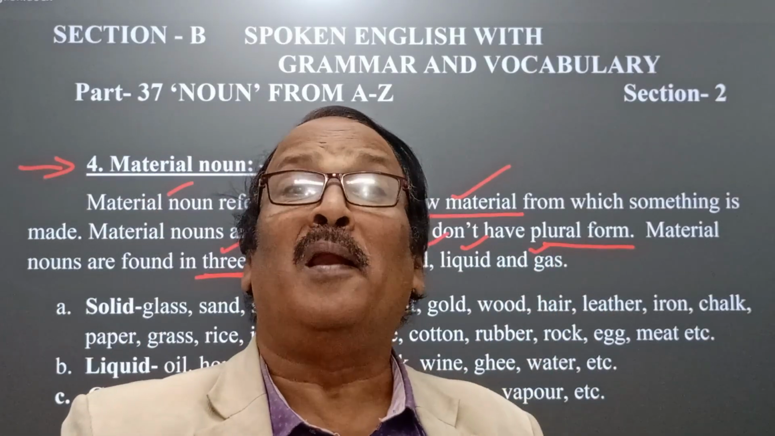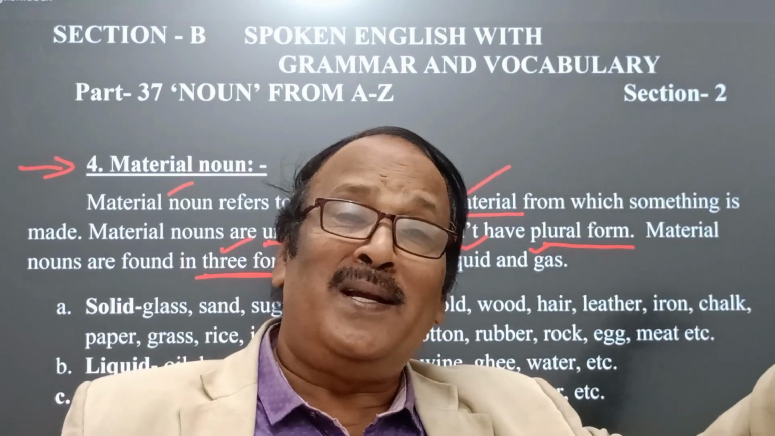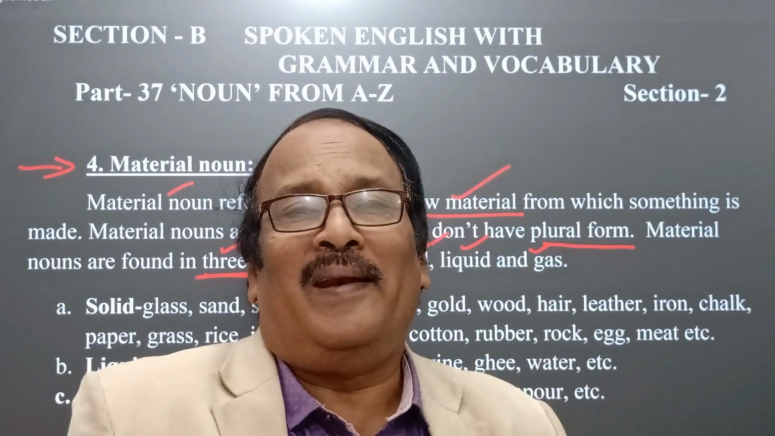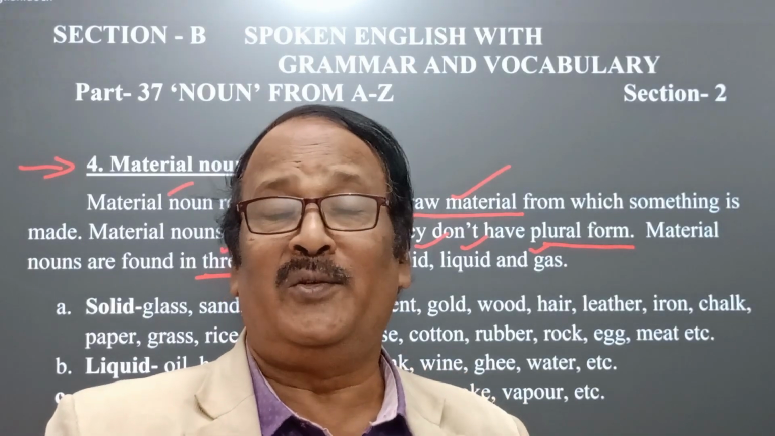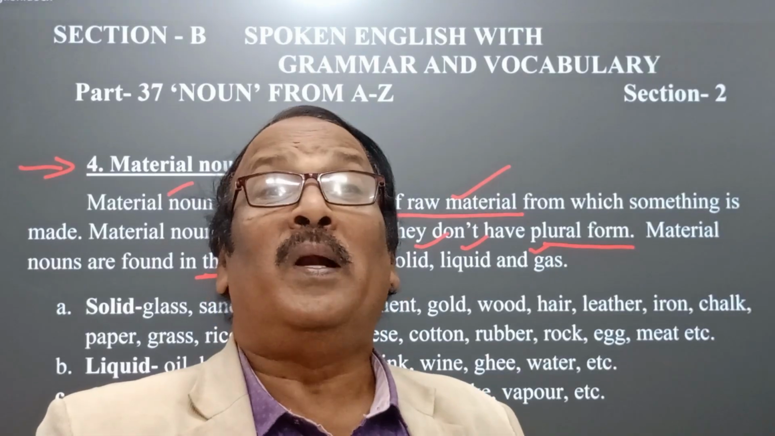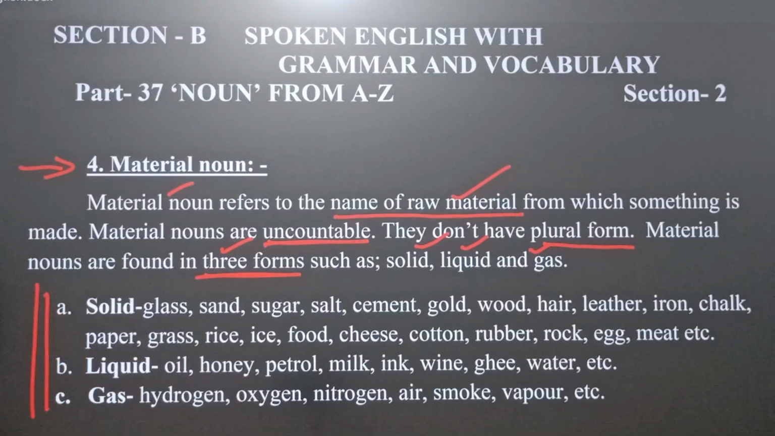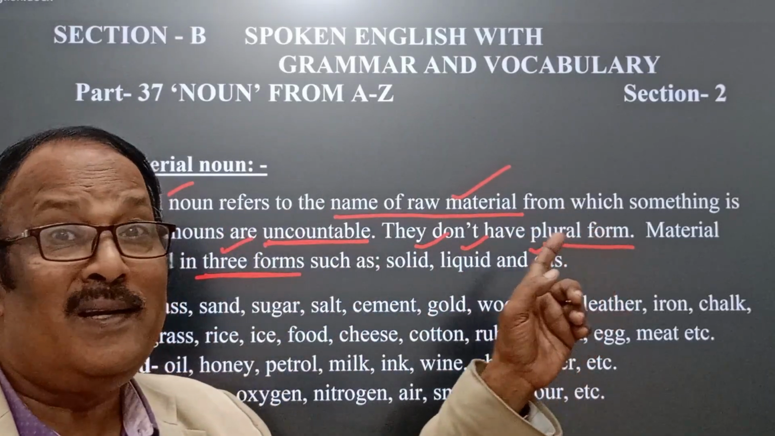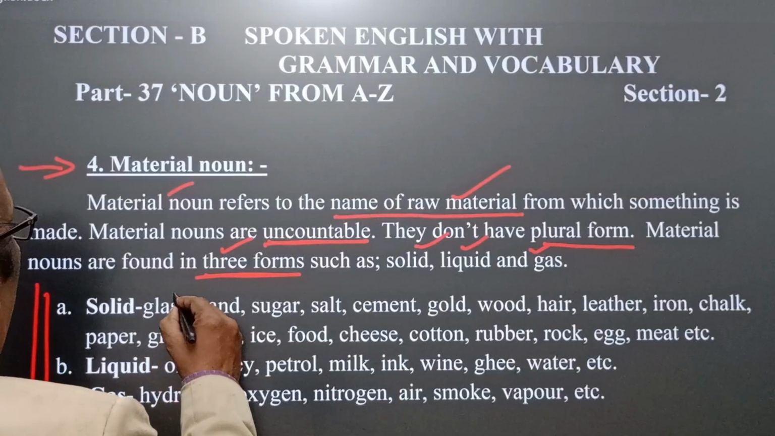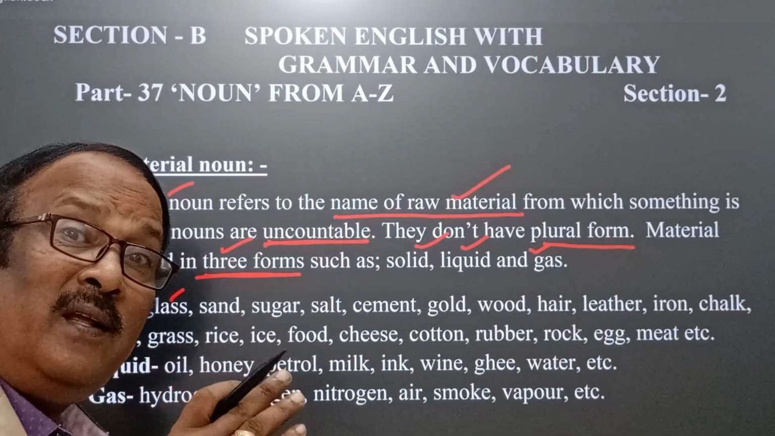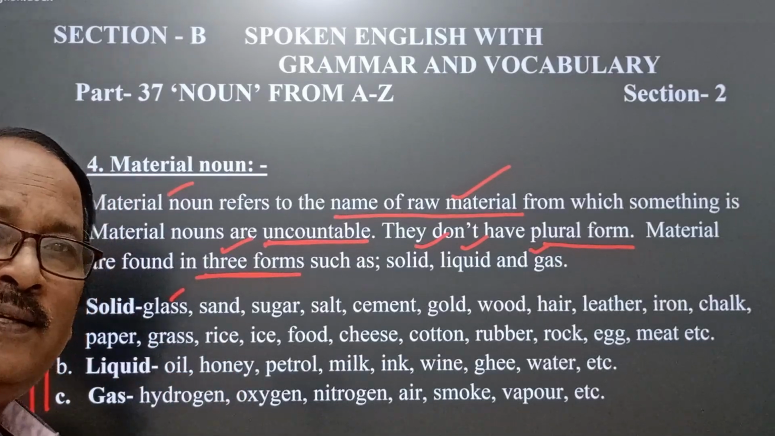Some material nouns are found in the lap of nature, and some other material nouns are produced by man. For example, cement. Cement is not given by nature, it is a man-made product. But water is given by nature. See, here we find some examples in connection with the material nouns. Now here, see, solid. You see, glass naturally. If we break glass into pieces, the final piece also indicates glass.